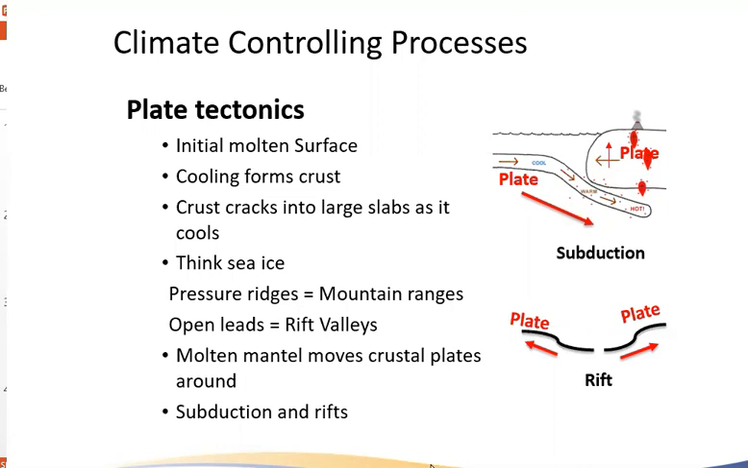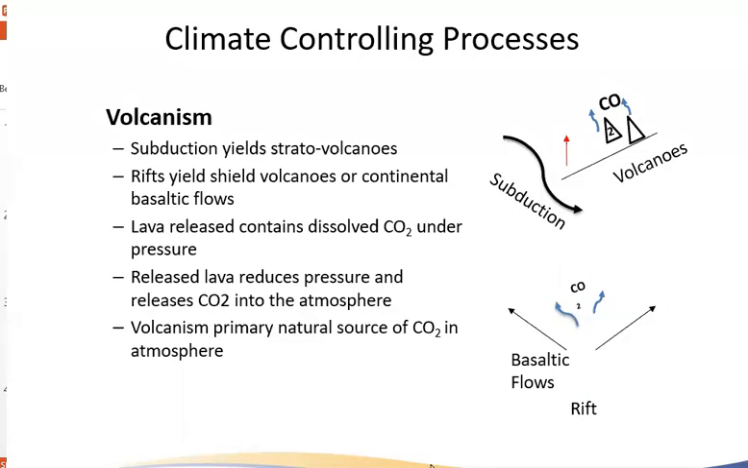When the plates are pulled apart, great rift valleys or deep depressions form in the crust. Again, think of open water leads. The crust becomes thinner and the mantle closer to the surface. So as you can see then, plate tectonics is the primary producer of volcanism. And volcanism produces carbon dioxide, which is put up into the atmosphere.